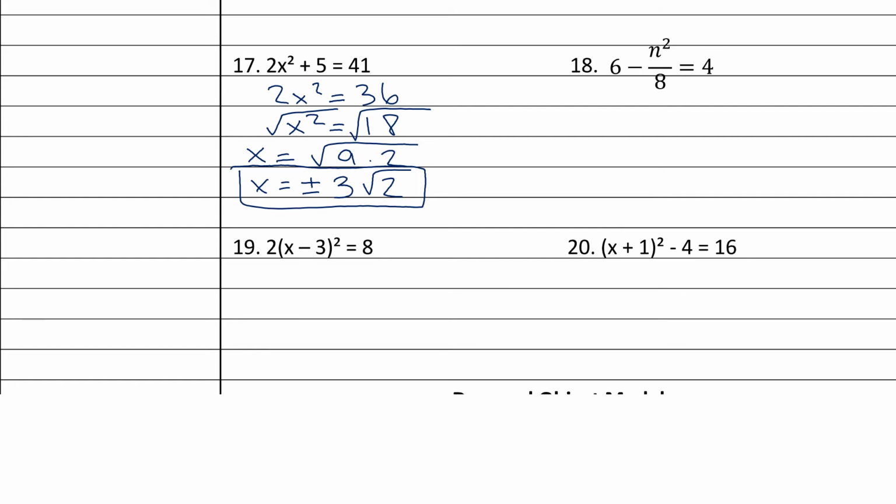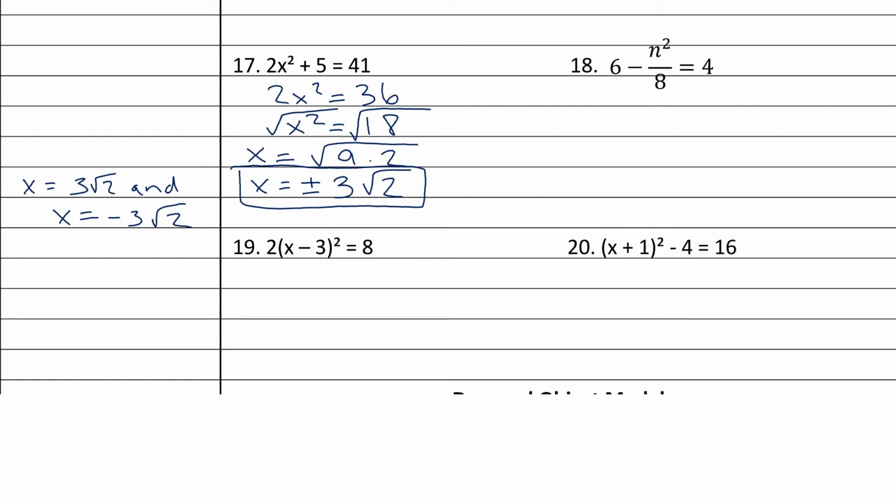You will lose points. This could also be written as x equals 3 square root 2 and x equals negative 3 square root 2. Okay? Either way. So this means that this graph crosses my x-axis at 3 point something and negative 3 point something. Okay? But this is the precise answer.